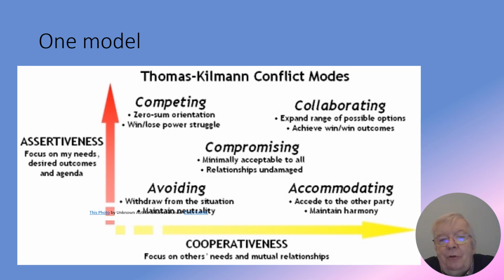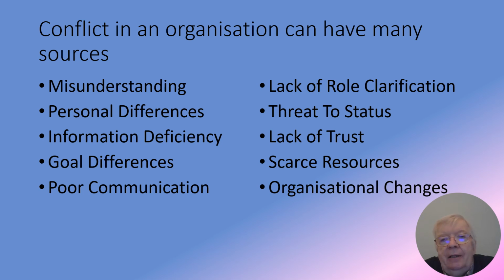So that whole idea of assertiveness and cooperativeness as being two of the defining elements of conflict, and the modes of conflict is an interesting one. So there can be lots of different sources of conflict in an organization. It can be just misunderstanding sometimes, pure communication. There can be personal differences, just people who think differently about things and have different value systems and so on. There can be an information deficiency where there's just not enough information being shared within the organization. Goal differences can be something real, and that's something that needs to be addressed by the organization, so that there is a commonality of goals amongst those working on its behalf.